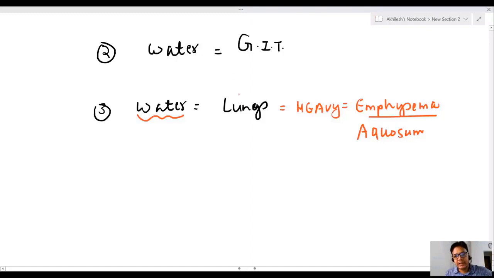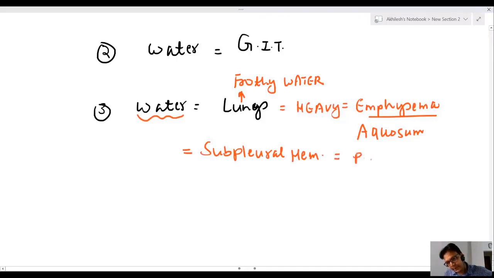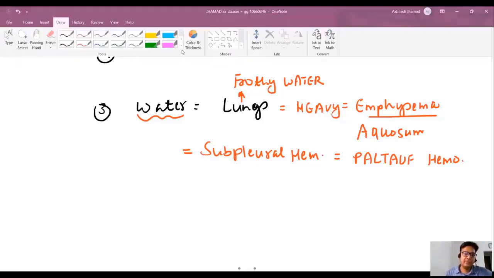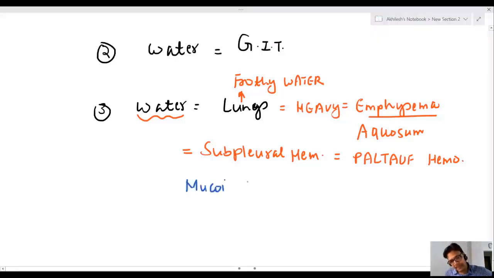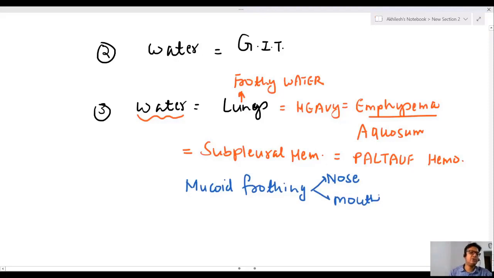But sir, here the lungs have frothy water. This condition is known as emphysema aquosum. With water in the lung, there is a subpleural hemorrhage, known as Paltauf hemorrhage. This also suggests water in the lung, which goes in with your respiration. Also, when water goes in your lung, there is mucoid frothing that comes from your nose and mouth. This also suggests antemortem drowning.